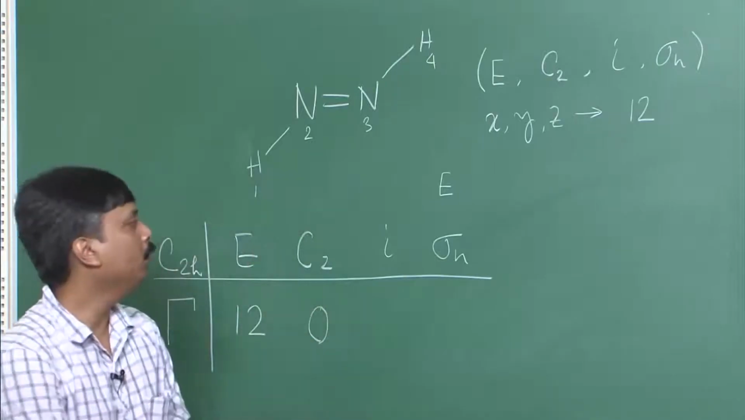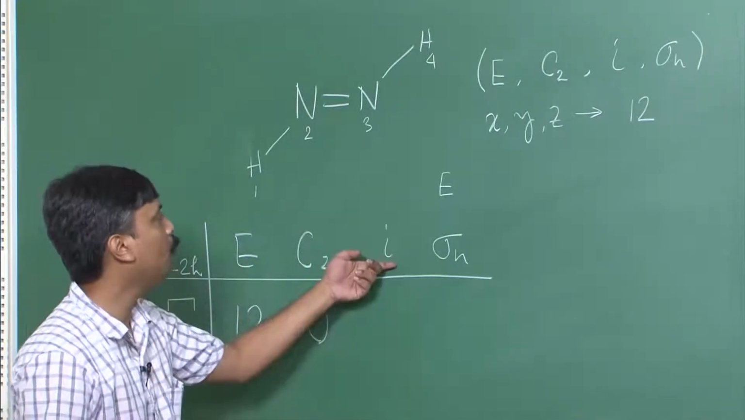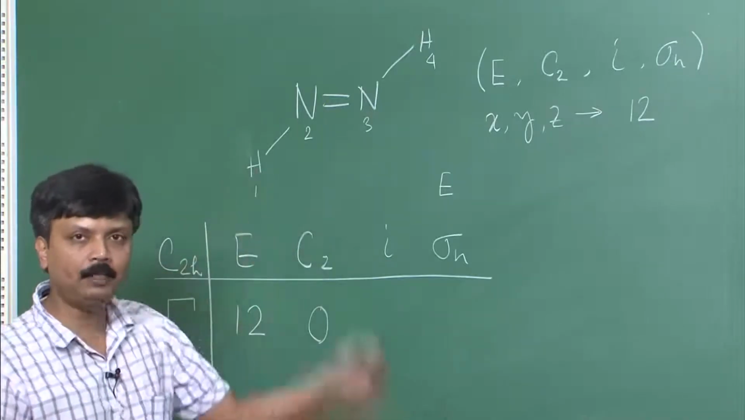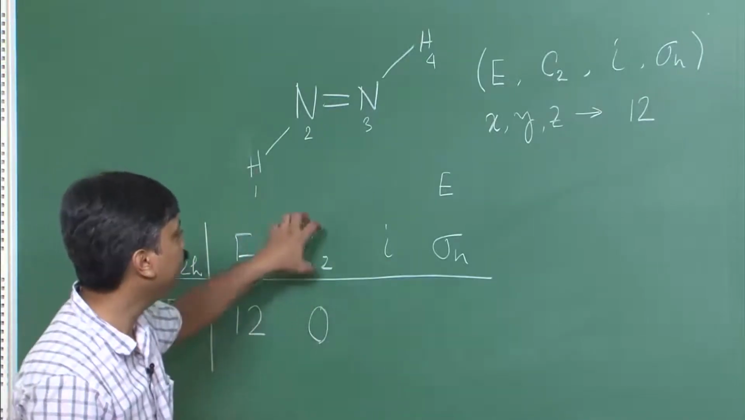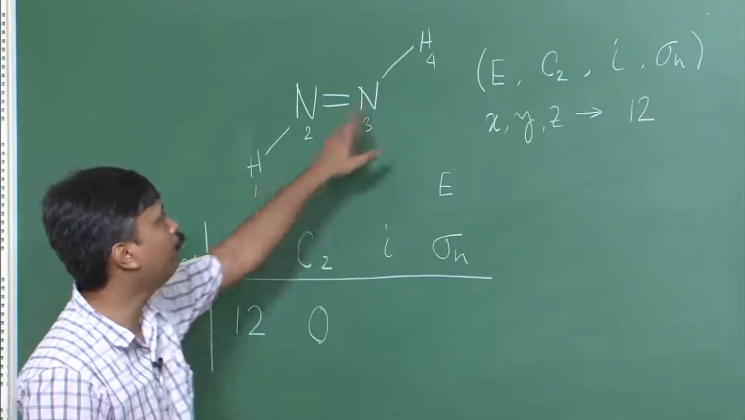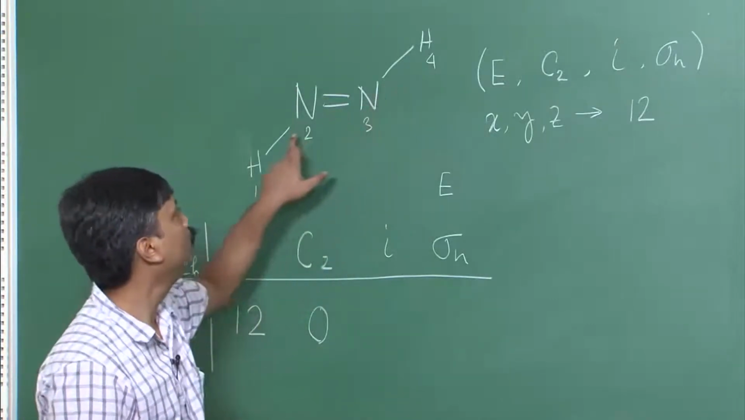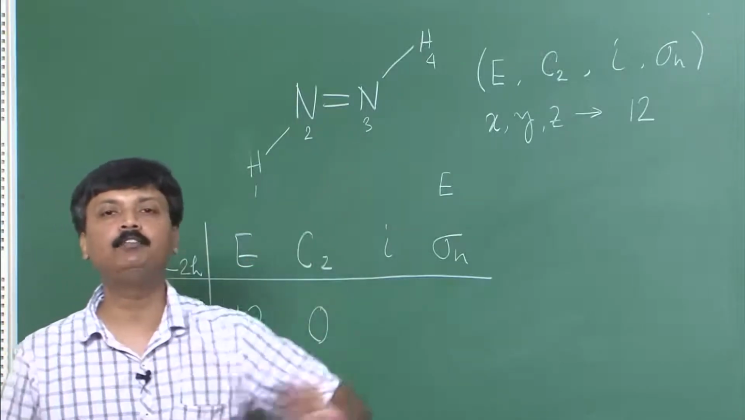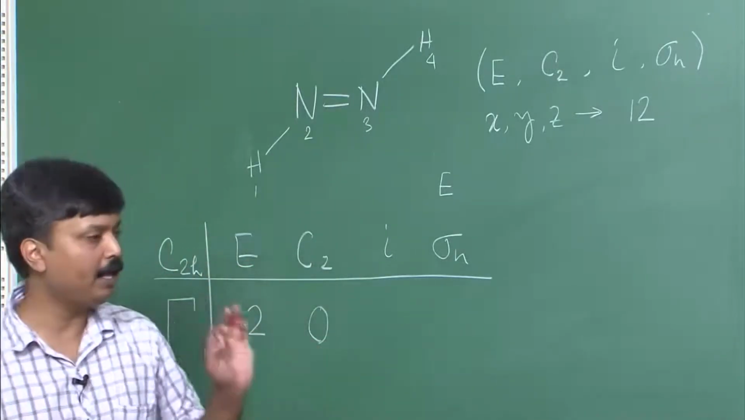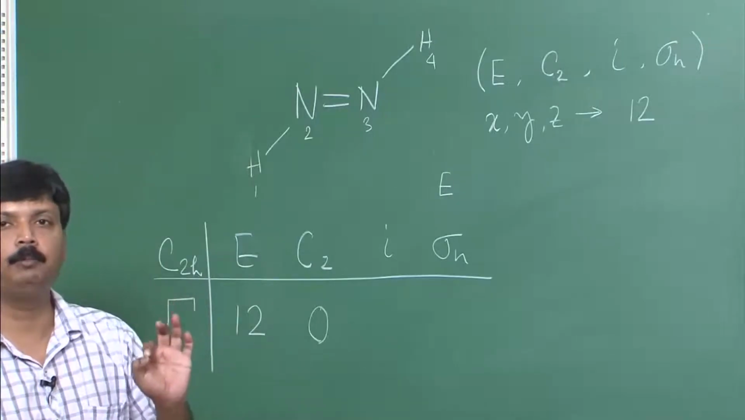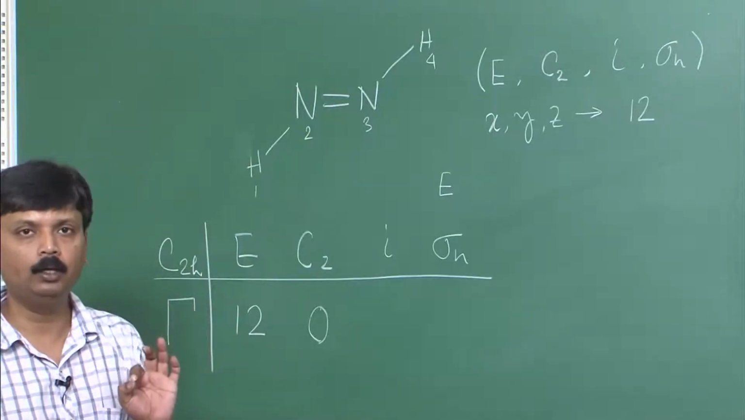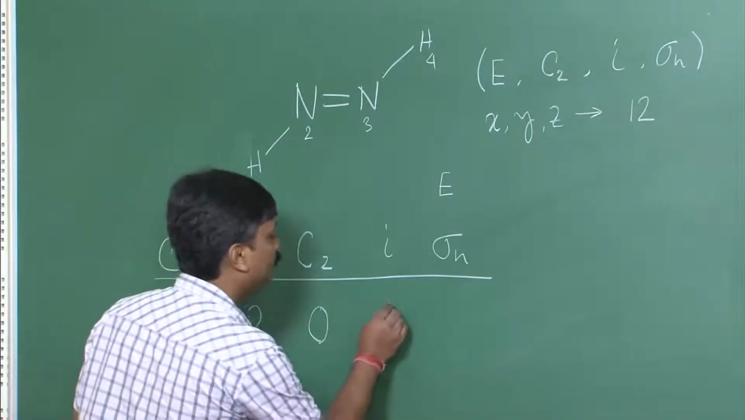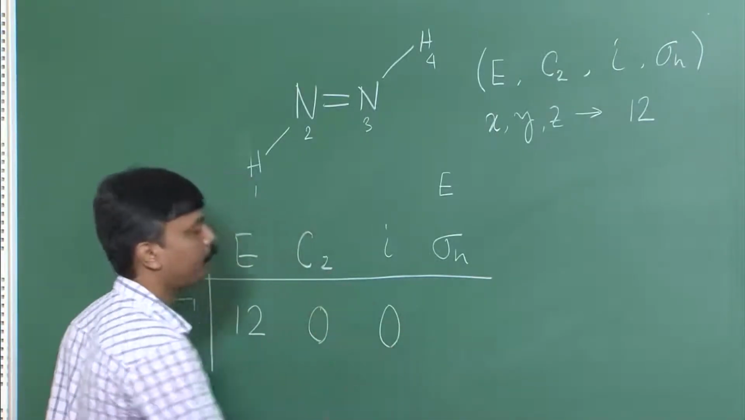Okay. Now, let us look at i. So, what does i do? i does pretty much the same thing as C2 does. So, 1 and 4 get interchanged, 2 and 3 get interchanged. So, there is no unshifted atom, meaning every basis function will contribute 0 to the diagonal, leading to an overall character of the representation to be 0.